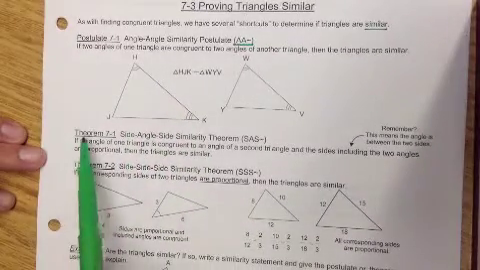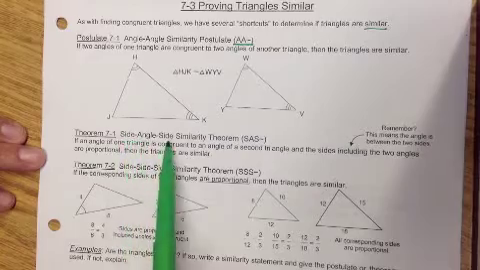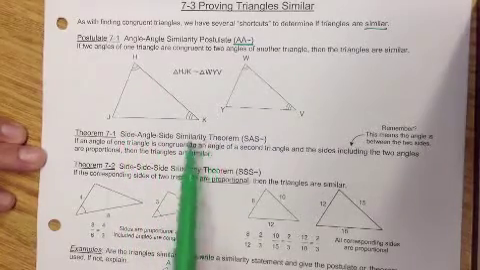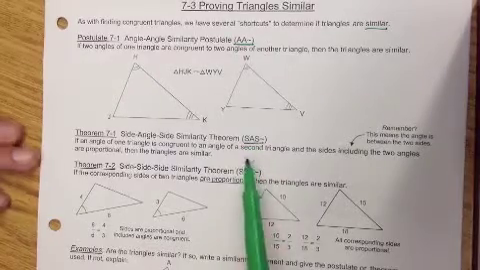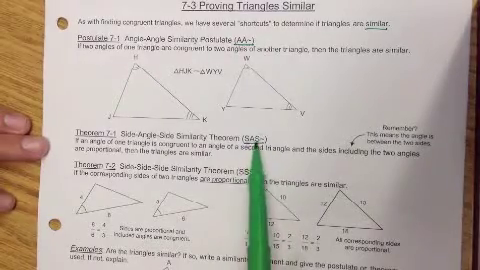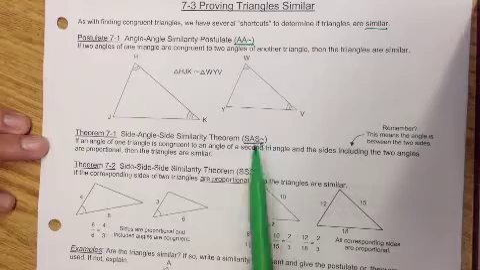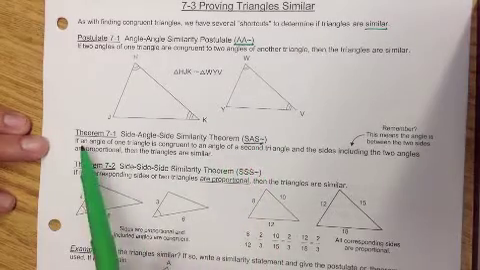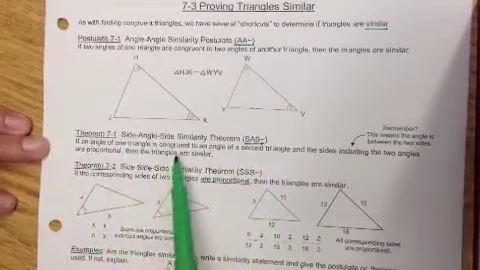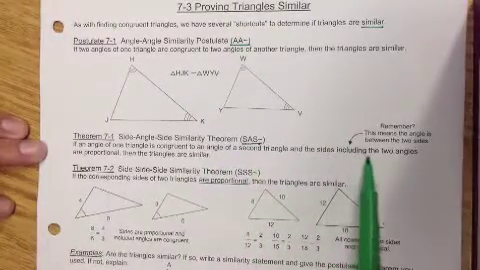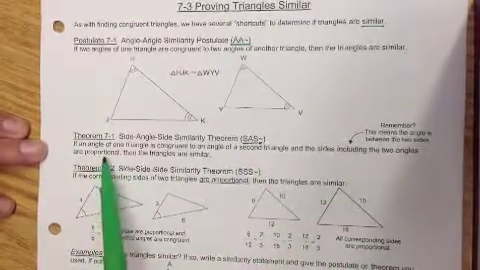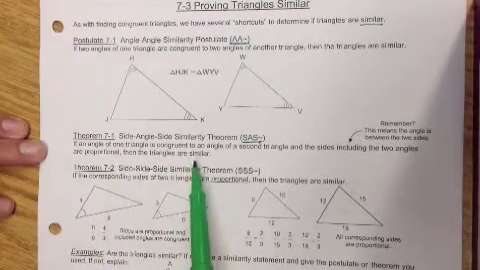The next theorem we have is the side-angle-side similarity theorem. We're going to abbreviate that by SAS, and in order to distinguish it from when we were using congruence, we need to put the similarity symbol after it. This one says if an angle of one triangle is congruent to an angle of a second triangle, and the sides including those 2 angles are proportional, then the triangles are similar.